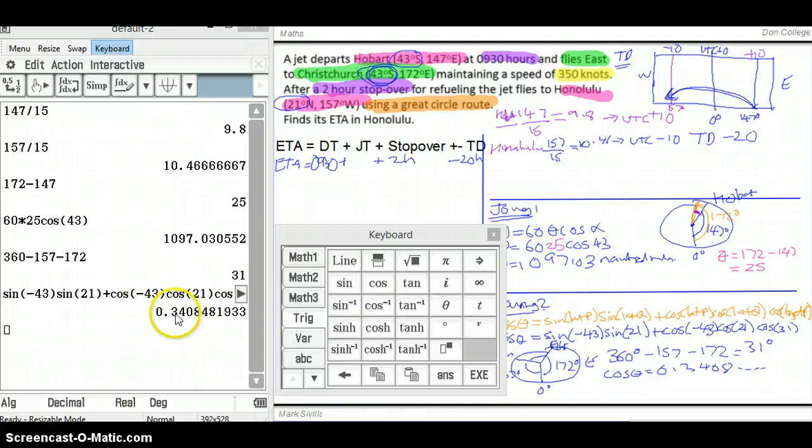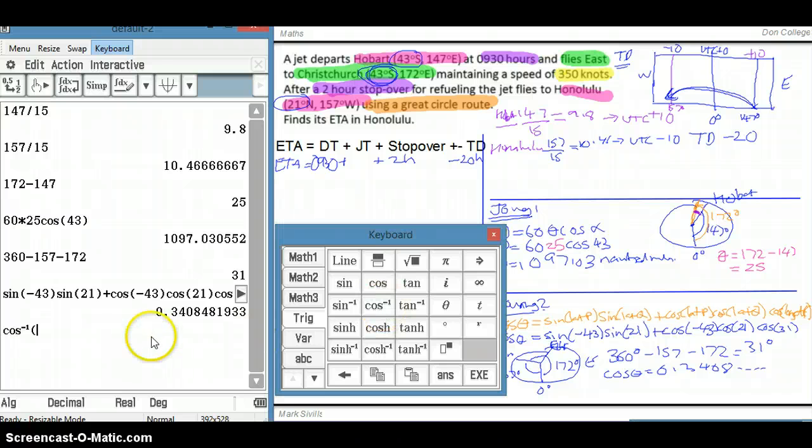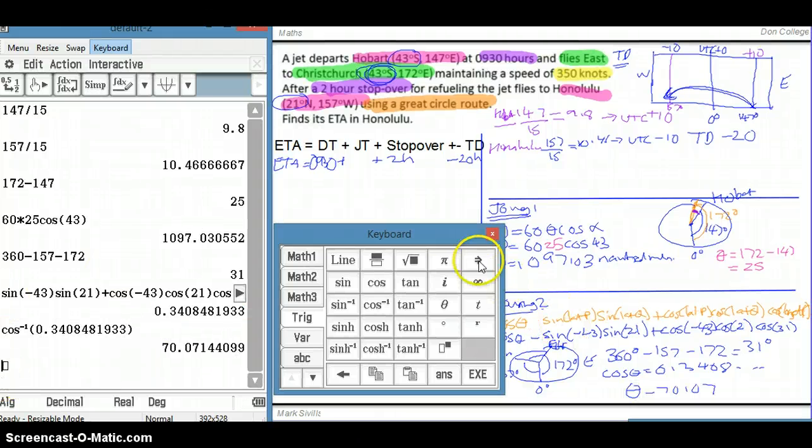We're expecting it to be between minus 1 and 1, so 0 point something or minus 0 point something. I've got 0.3408 here. I've put dot dot dot to indicate that I've not truncated or rounded it yet, and now we need to find the inverse cos of that to find theta. So just inverse cos, you can drag that down, and that gives us 70.06.